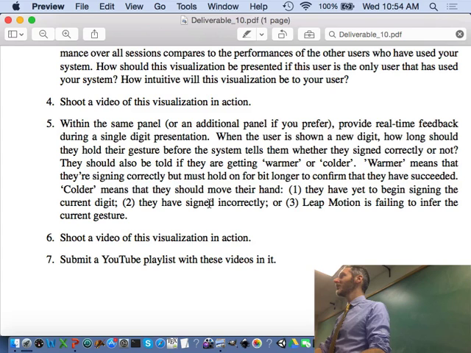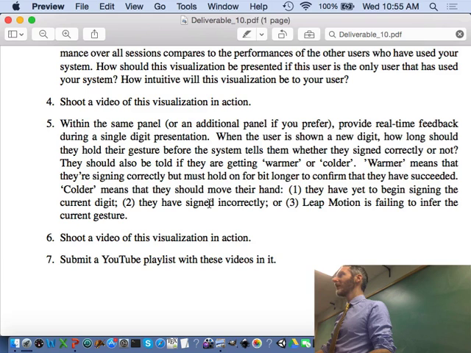Third one, which of course is that the Leap Motion is not perfect. Occlusion and all the rest of it. They may actually be signing the sign correctly, but there might be some occlusion and the KNN learner is getting it wrong. So again, if the user sees the colder visualization showing up, hopefully they shake their hand or change their orientation. Basically, colder should mean do something else, and warmer means you're on the right track, hold your sign as is.